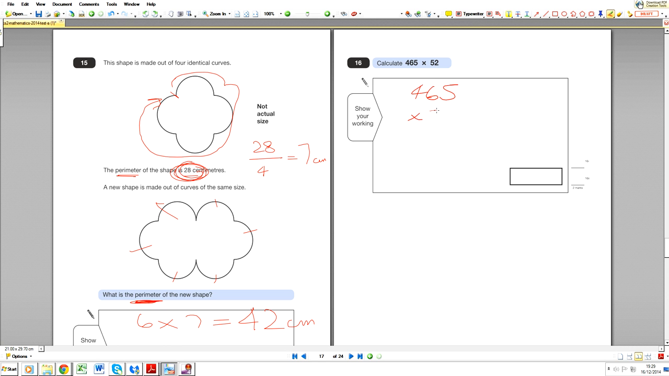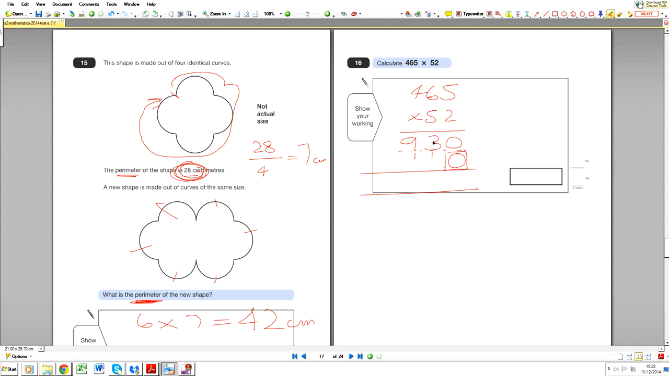465 times by 52. So first of all, on the first line, we time everything by 2. 5 times by 2 will give us 10. 6 times by 2 is 12, add the 1 is 13. 4 times by 2 is 8, add 1 is 9. On the next line, we add a 0 before we start the question.